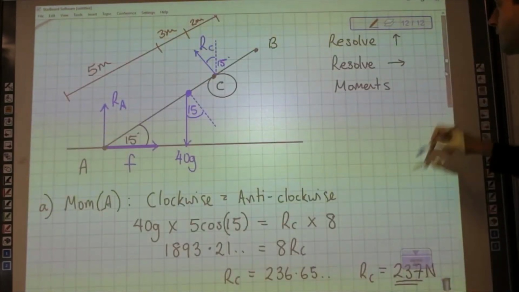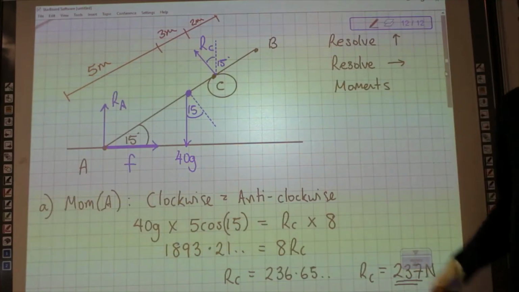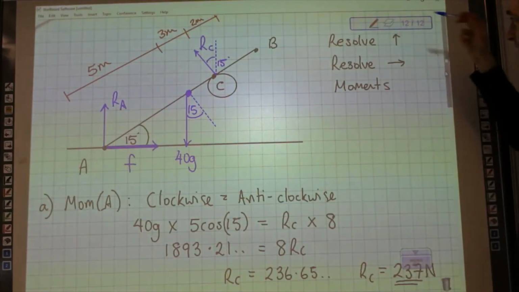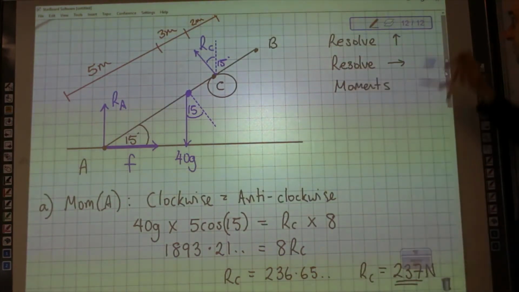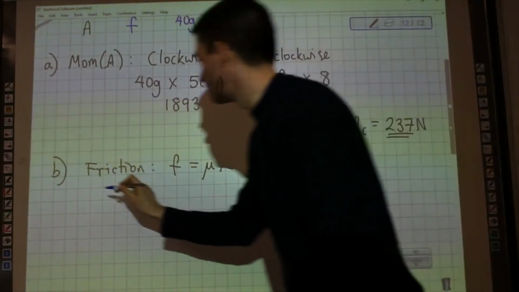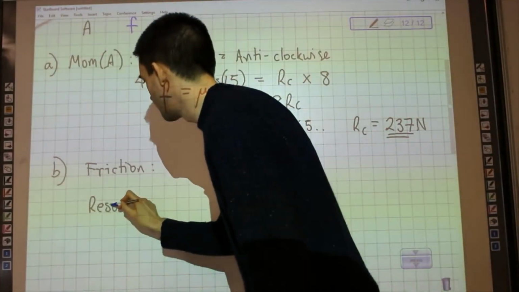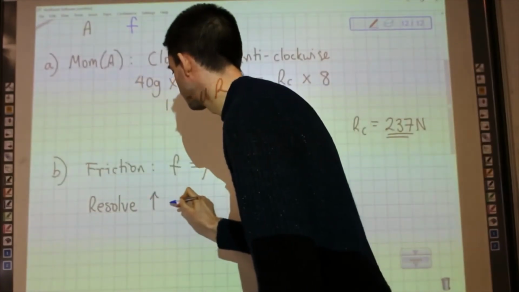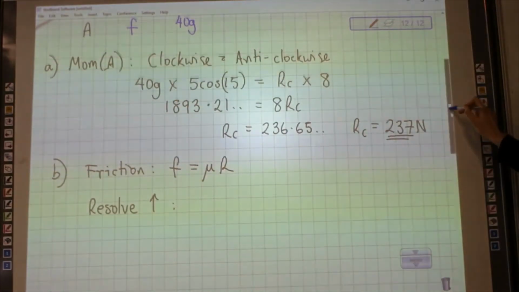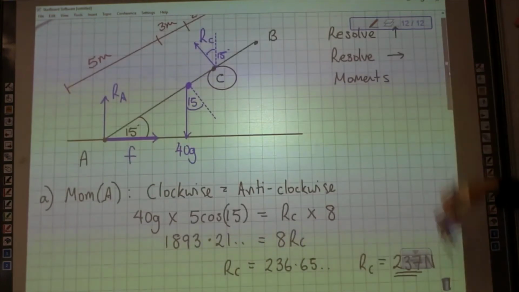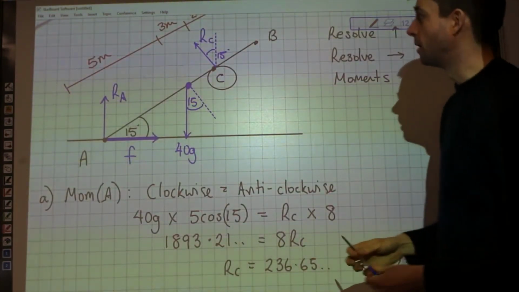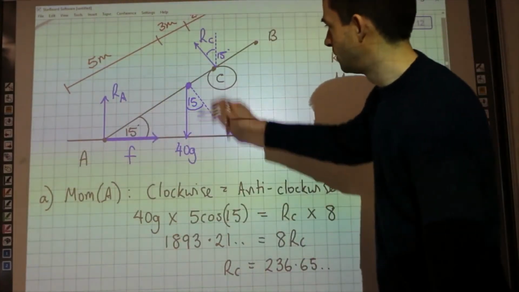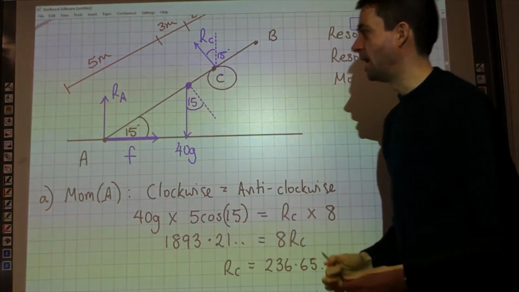So, your three things, your checklist of what you're doing when you're doing statics: resolve vertically, resolve horizontally, do a moments. Well, we did a moments in part A. So resolve vertically, resolve horizontally is what we're going to do. So we're going to start off by resolving vertically, considering that all the forces acting up are going to be equal to all the forces acting down. And what tends to happen here is people go, oh, look, RA is acting up, 40G is acting down, so reaction at A must be 40G.